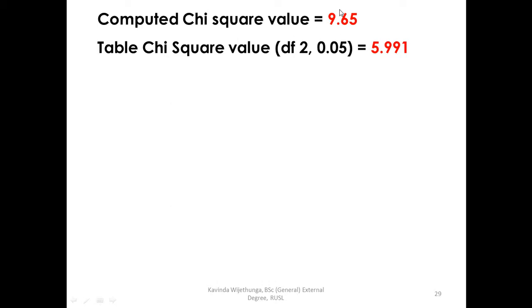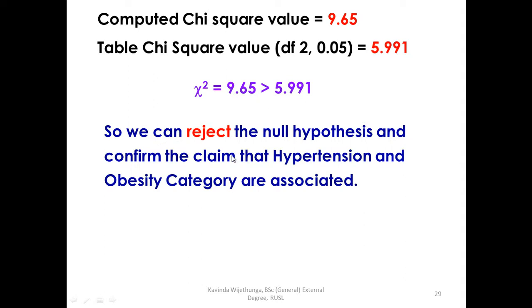The computed chi-square value is 9.65. Our table chi-square value is 5.991. So the chi-square calculated value is greater than the critical value, the table value. So we can reject the null hypothesis and confirm the claim that hypertension and obesity are associated. It means there is a significant difference. Okay, so this is the way of doing the manual calculation and interpreting the data in the chi-square test.